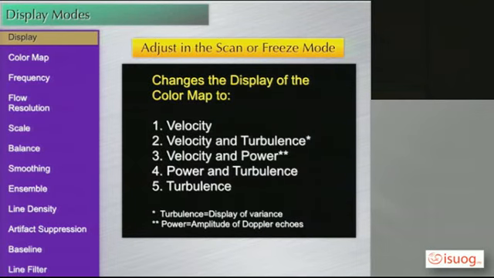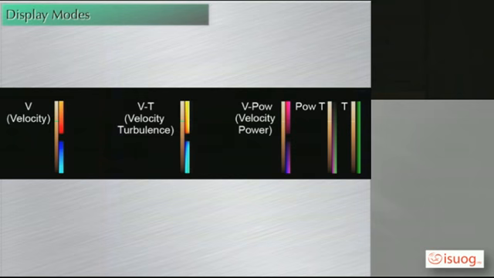Display selection allows the examiner to choose various settings, depending on how the examiner desires the color Doppler to be displayed. This is a display of the color maps that are available: velocity, velocity and turbulence, velocity and power, power and turbulence, and turbulence.